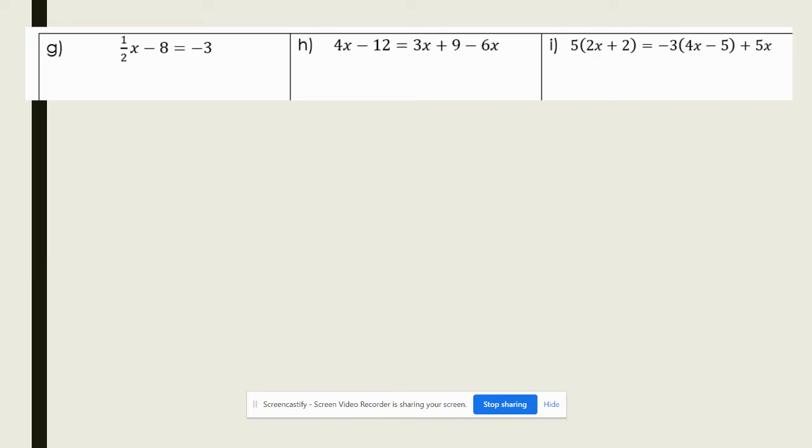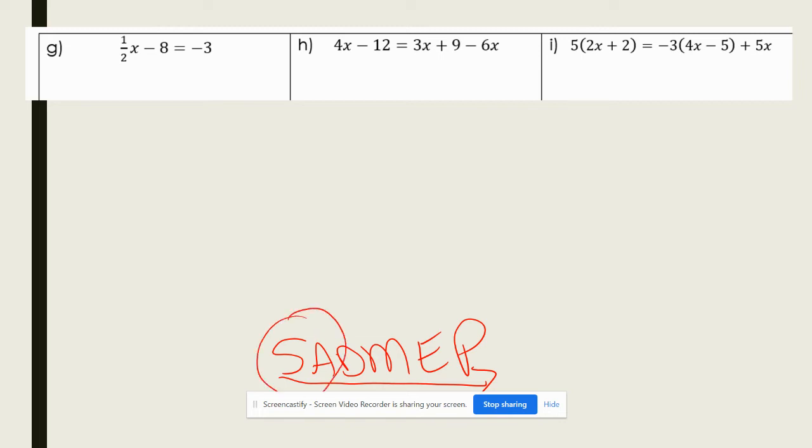Letter G. Again, we're not going to worry about this fraction in front because we can always consider it a division problem. But I'm again going to write here at the bottom, just for us to reference, our PEMDAS backwards. We have no parentheses in letter G, so I don't need to worry about distributing. I don't have any like terms on the same side, so I don't have to worry about that. So we're already at step 3, using opposite operations, starting with subtracting or adding.